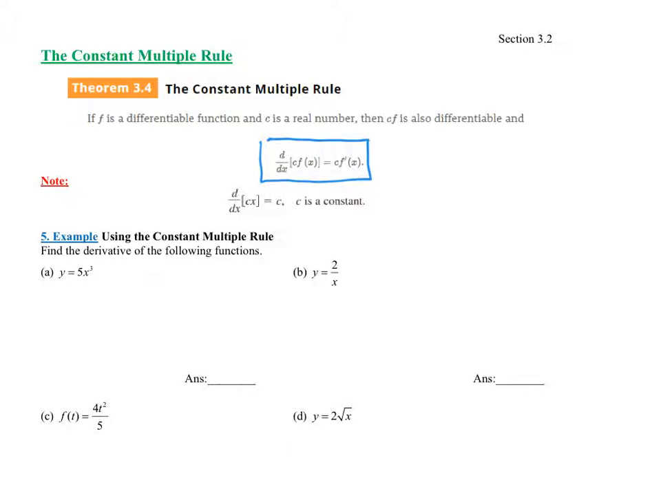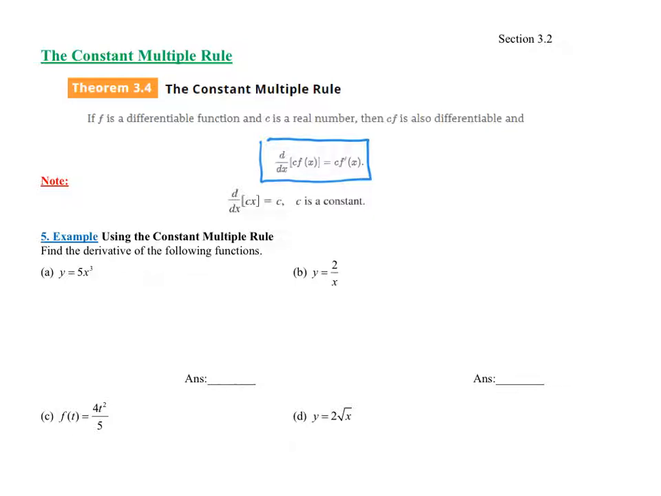I do want you to note the next one. It says, what's the derivative of a constant times x? Well, if you remember, the derivative of x is just 1. So a constant times 1 is just the constant. So what they're saying here is the derivative of a constant times x is just that constant. So for instance, the derivative of 5x is just 5.